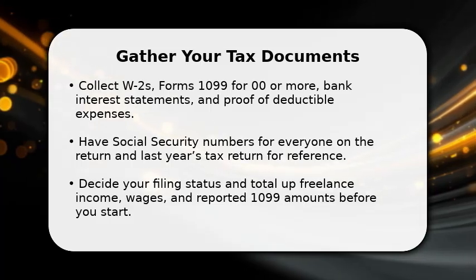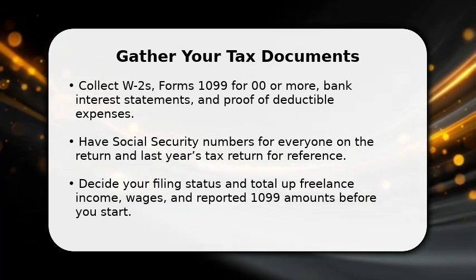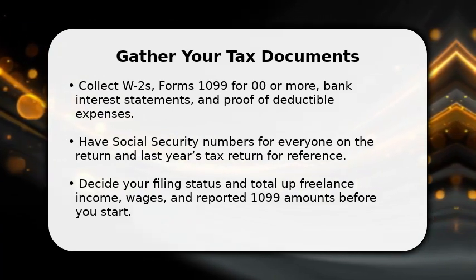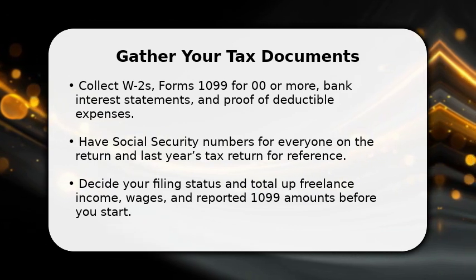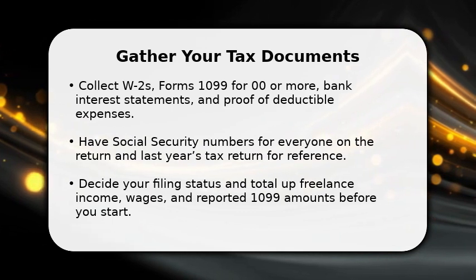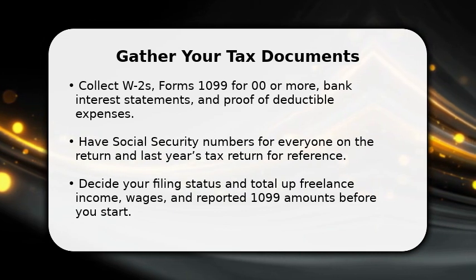Start by assembling every income and identity document you need. W-2s from employers, Forms 1099 for $600 or more, 1099-INT bank statements, and receipts for deductible expenses. Make sure you have Social Security numbers for yourself, spouse, and any dependents, plus last year's return for carryovers.